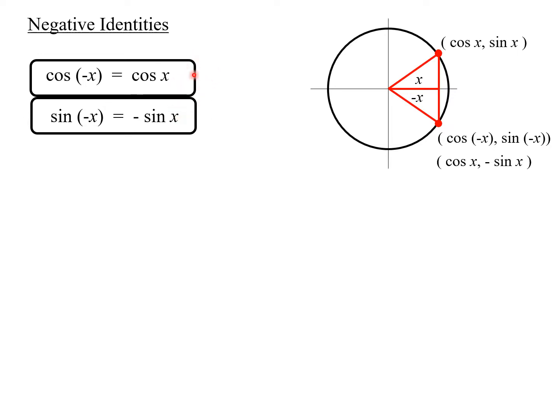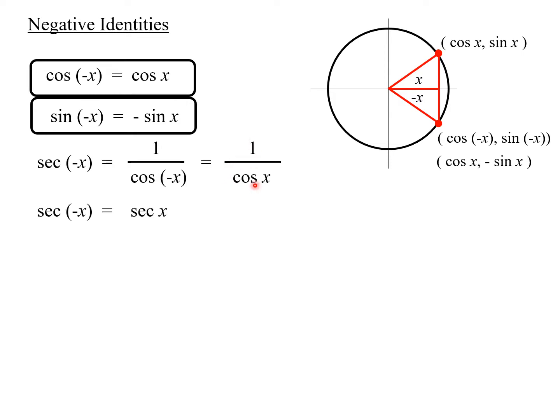Okay, and then we're going to use these to get the negative identities for the other 4 trig functions. For example, let's talk about the secant. The secant of negative x is 1 over the cosine of negative x. But the cosine of negative x is the same as the cosine of x, and 1 over the cosine of x is the secant. So this gives us that the secant of negative x is the same as the secant of x. And this really follows from the cosine function.